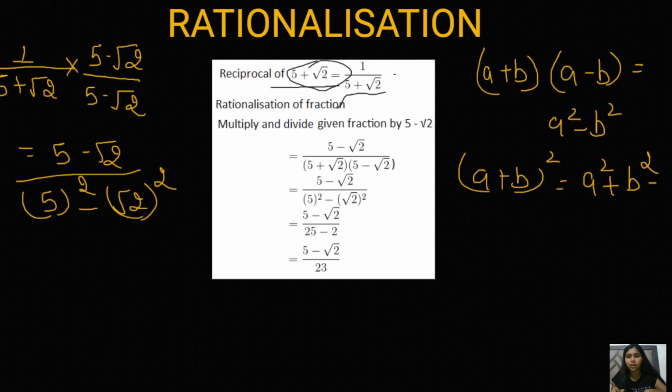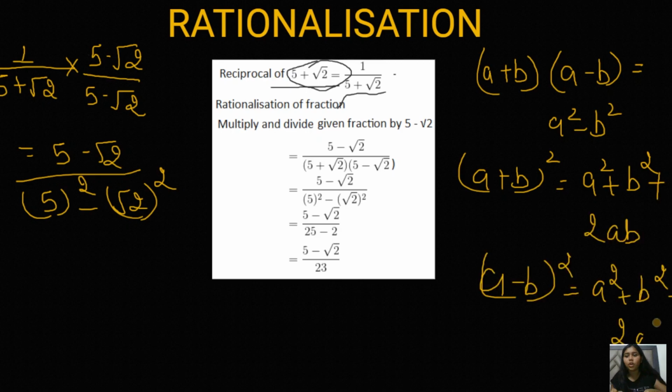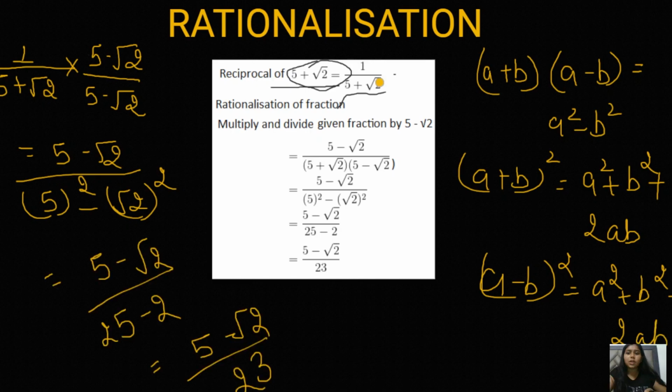These are the very important identities, and you just have to know and learn these identities because they are very important. So like this, it comes out to be 5 minus root 2 by 23. So this is about the rationalization thing. That's how you can do the rationalization. You can rationalize anything.